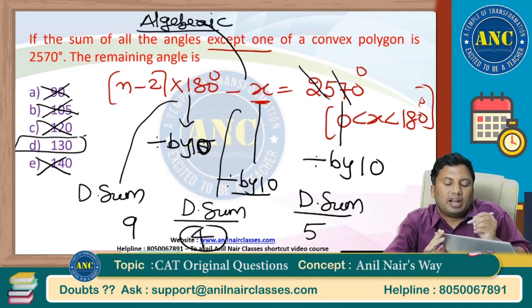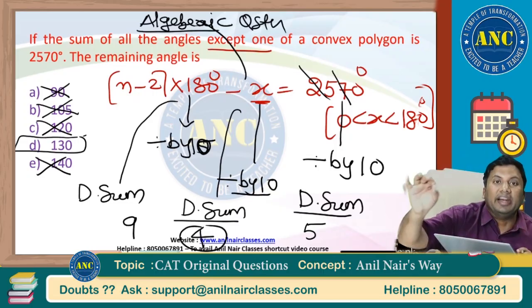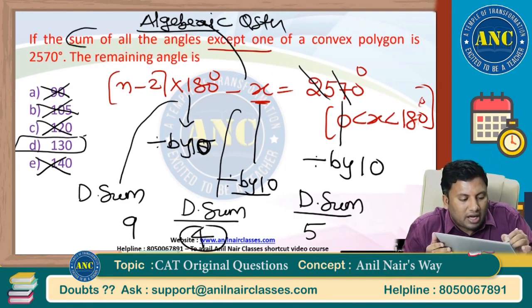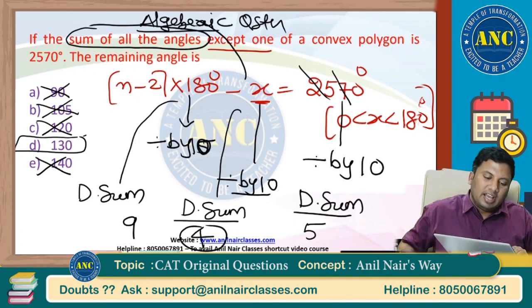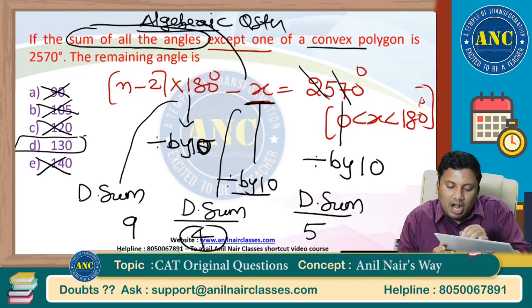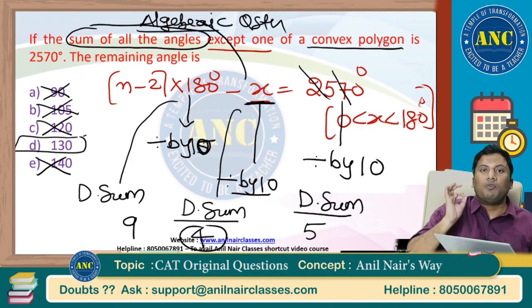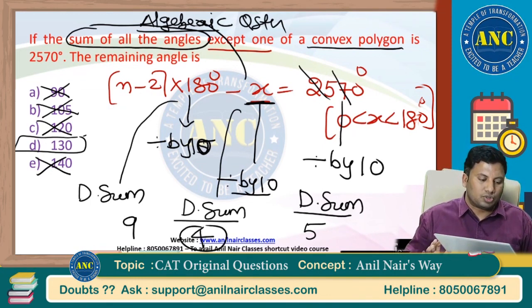This seems like an algebraic question, but it is not an algebraic question. It is a number system question. (N minus 2) into 180. Why? Because we just now discussed that the sum of all interior angles is (n minus 2) into 180, except one, so it is minus x. A convex polygon is 0 to 180. It is 2570. 180 digital sum is 9, 2570 digital sum is 5, so x digital sum should be 4.